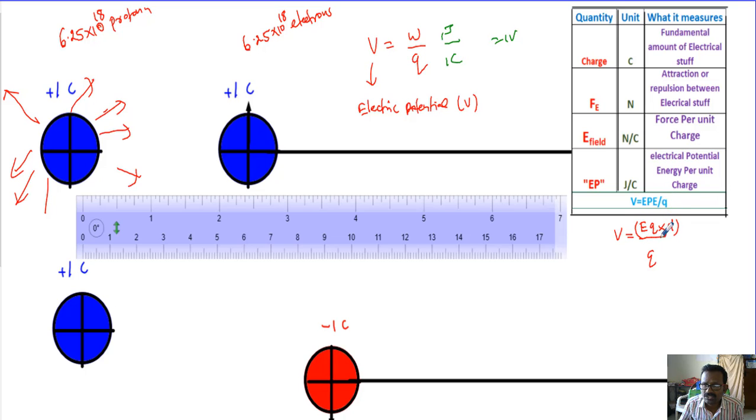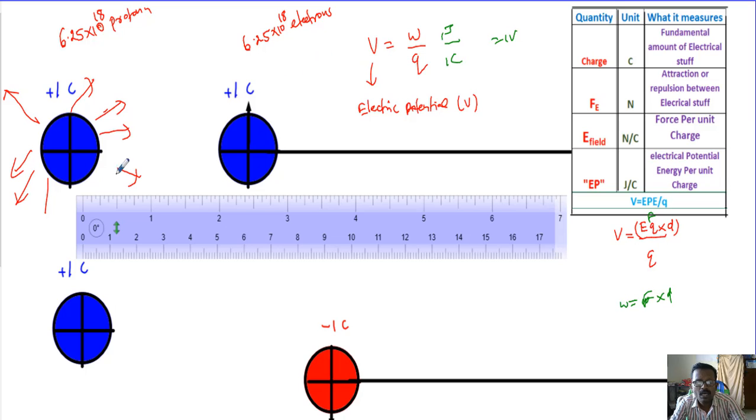Electrical potential energy. This is force, this is distance. Work is equal to force times distance. So this is work done per charge. Work done per charge is called voltage.